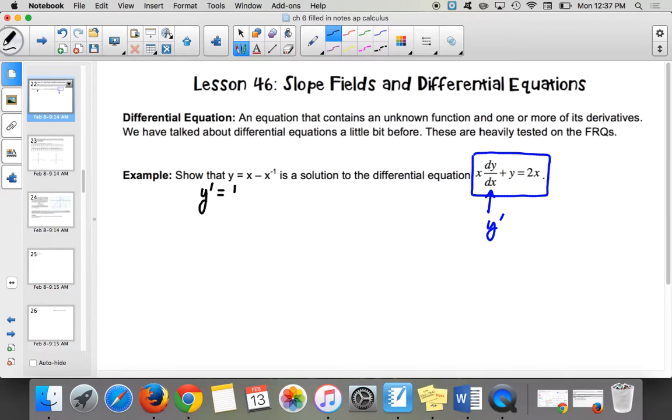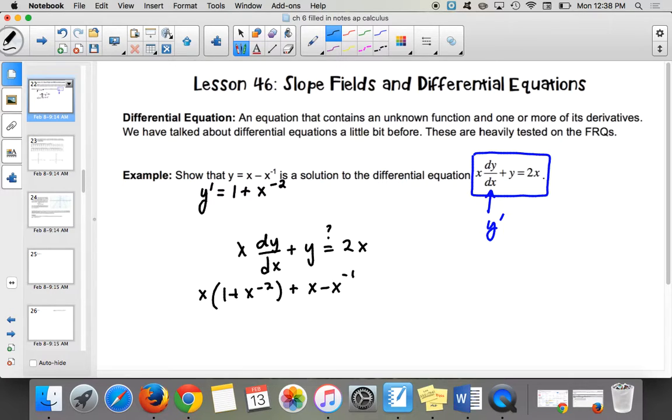So y prime is going to be 1 plus x to the negative 2, because we have the minus and then negative 1 x to the negative 2. We're just going to show that if we plug it in, we do get this 2x on the other side. So we're seeing if this is true or not. So we have x, and then dy over dx was our y prime, so times 1 plus x to the negative 2, plus y. Well, what can I replace y with? x minus x to the negative 1, that's what y was. And we're seeing that that's equal to 2x.